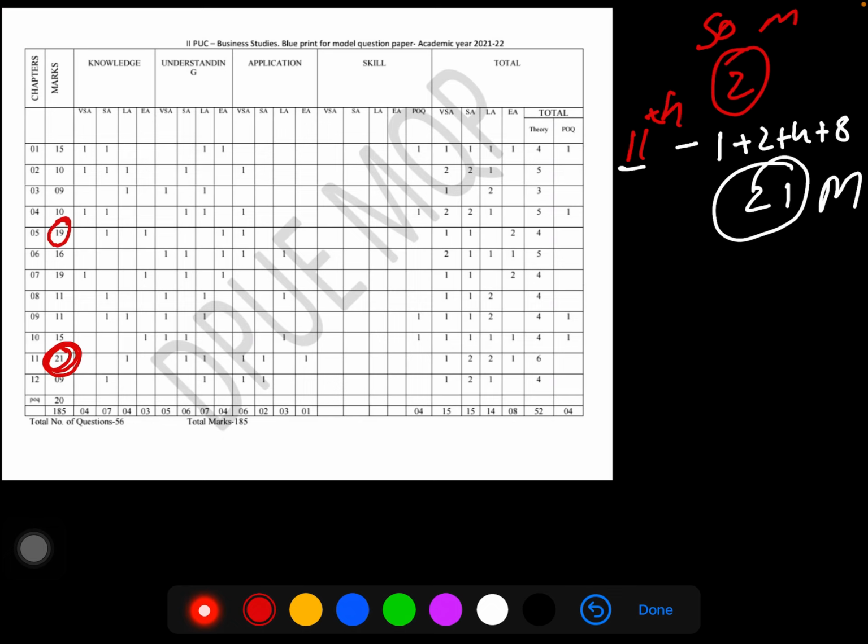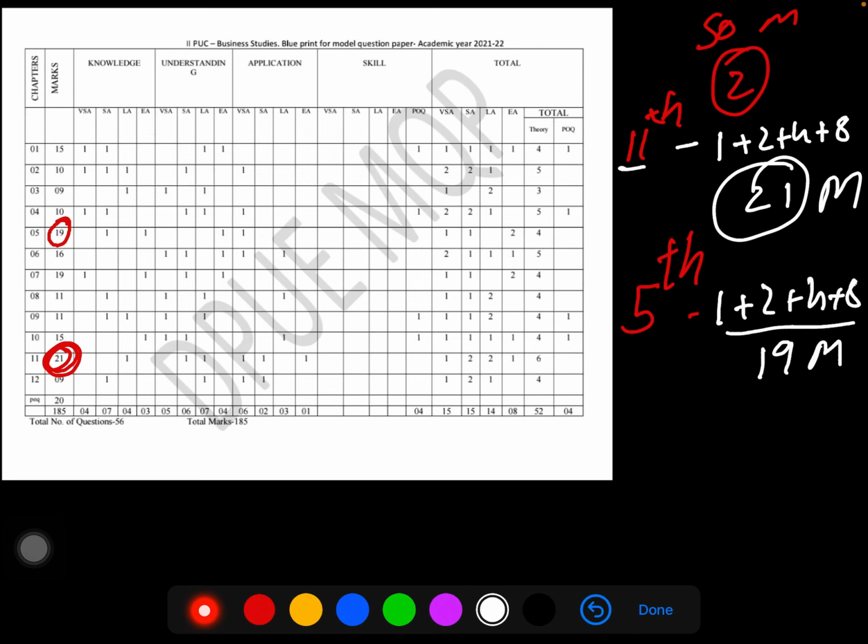So let me talk about the 5th chapter now. By picking the 5th chapter, you have to cover the 1 mark, 2 mark, 4 mark and 8 mark questions. If you cover all of them, you're going to score 19 marks from this chapter. That means 21 plus 19 will be 40 marks.